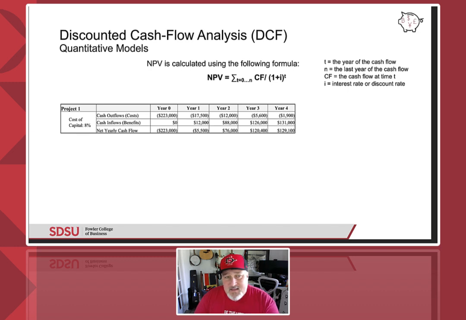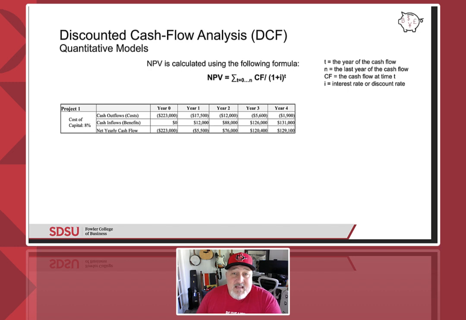I might not have any benefits in year zero. Year one, I know I still have cost. In this case, it's $17,500. And in year one, I start to accrue benefits, which is $12,000. The net result of year one is I have $5,500 still of cost, so I'm still in the hole. And then year two comes along, $12,000 in cost, $88,000 in benefits. And in year two, I'm actually on the positive side now. And it kind of continues like that.